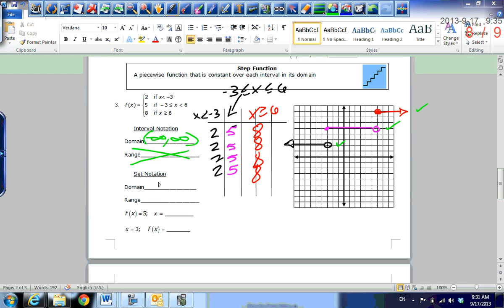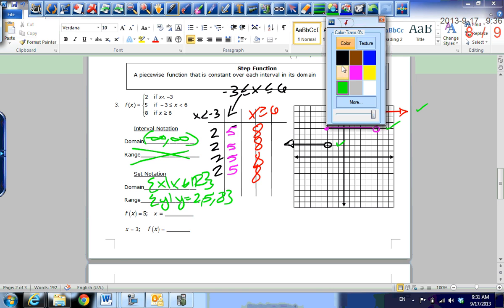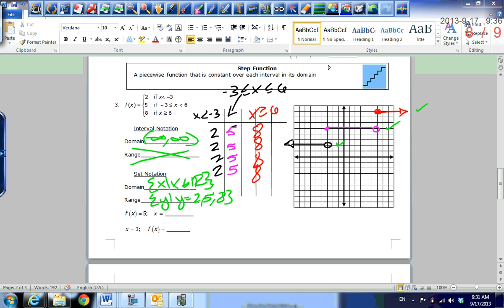Okay, for our domain for set notation, that's the set of all x, such that x is an element of all real numbers. We've done that, what, 4 times now? 5 times now? Our range is going to be a set of all y, such that, and then here's where we're just going to list the 3 y values. So we're going to say y equals, and then what does our y equal? 2, 5, and 8. Y'all are doing really well.